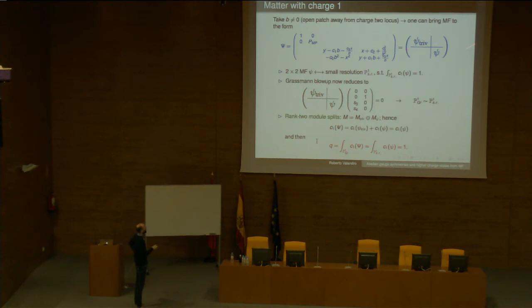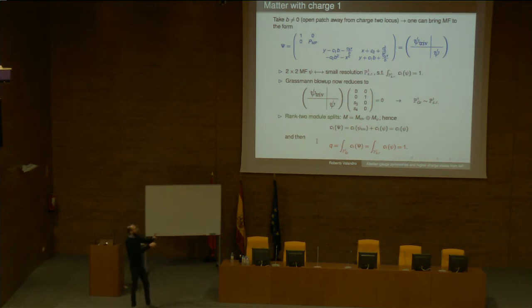Now, if the matrix splits into this form, it's easy to see that the Grassmannian blow-up just boils down to this. So basically, it can be parameterized by a P1. And this P1, the P1 of the Grassmannian blow-up, is exactly the P1 of the small resolution given by this matrix.